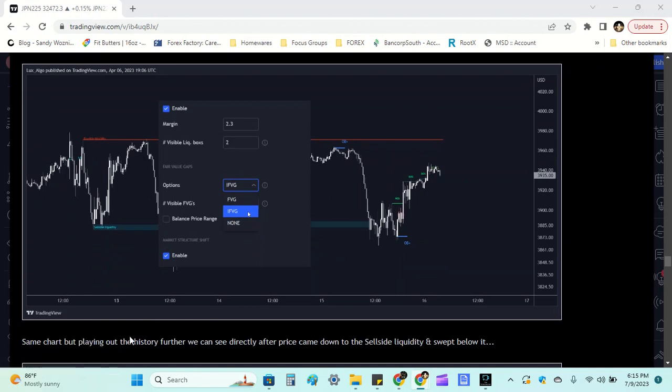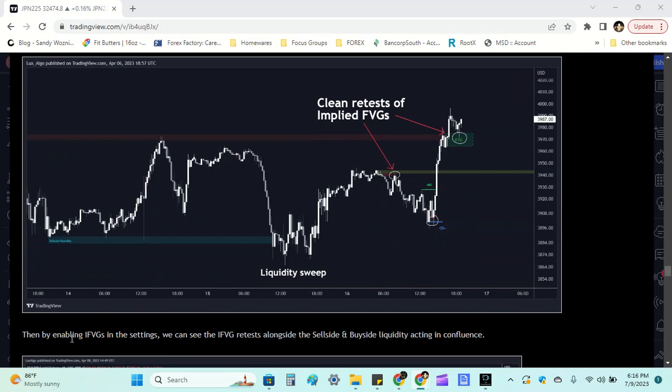Same chart, but playing out the history further, we can see directly after price came down to the sell side liquidity and swept below it. So the sell side liquidity, again, is this green line here. Then by enabling IFVGs in the settings, we can see the IFVG retest alongside the sell side and buy side liquidity acting in confluence. So the liquidity sweep is labeled here, goes up, clean retest of implied FVGs there, here, and there, respectively.